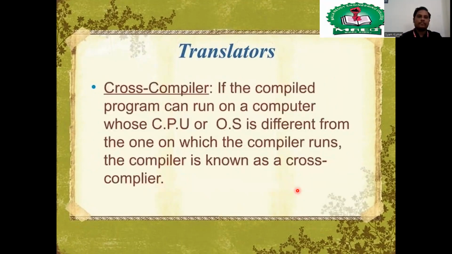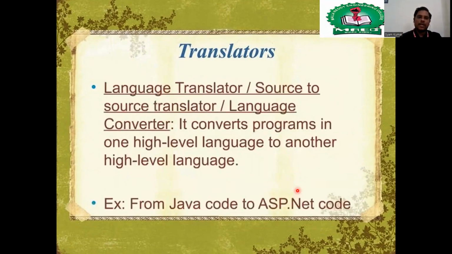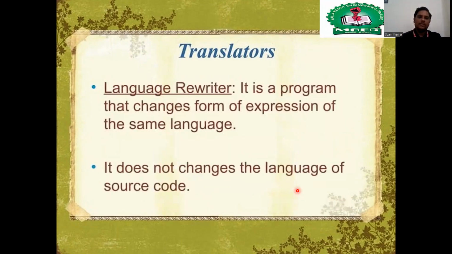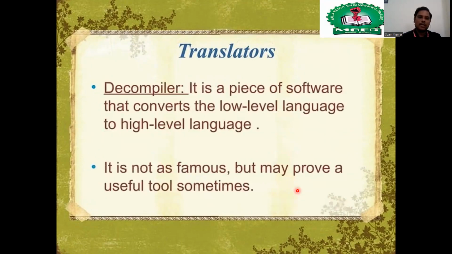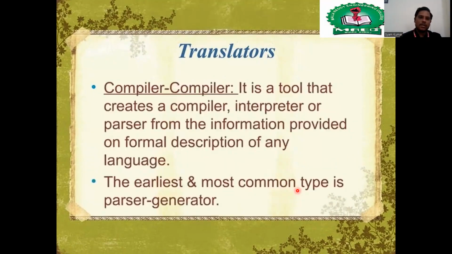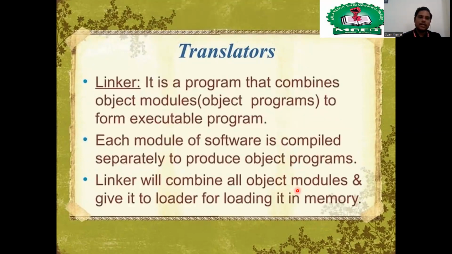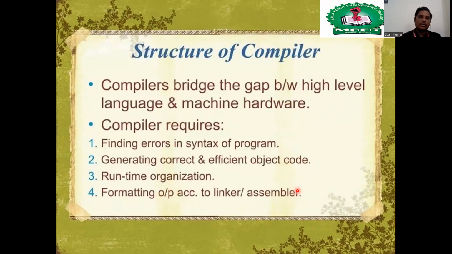So these are the types of compilers: cross compiler, and some other language compilers. Java also has a compiler. There are also decompilers, linker and loader. I told you already.